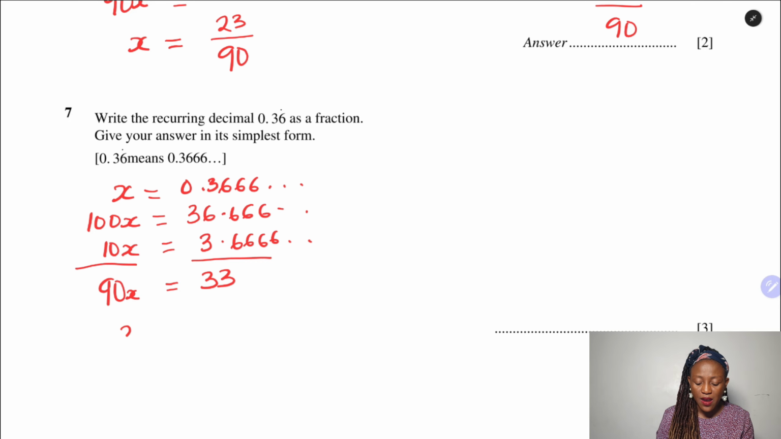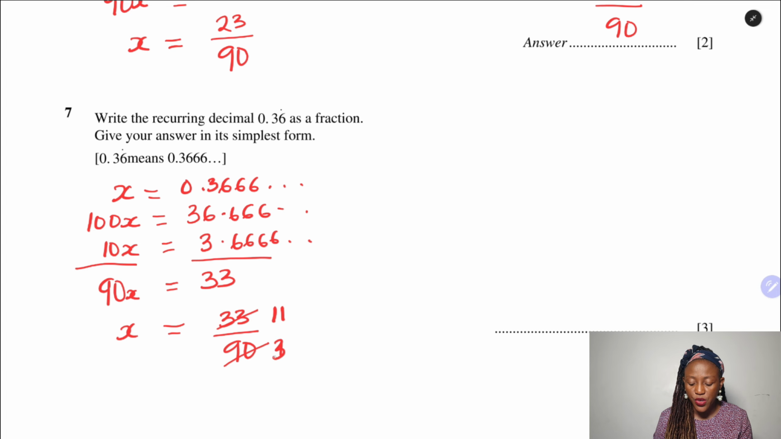All right? It means that our x will be 33 over 90. This can be taken to a lower term. 3 here is going to be 11. 3 here is going to be 30. So our correct answer here is 11 over 30.